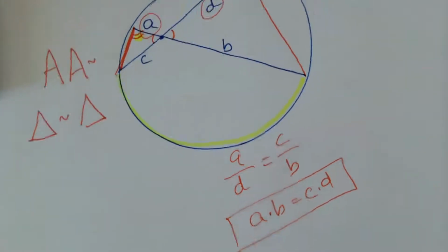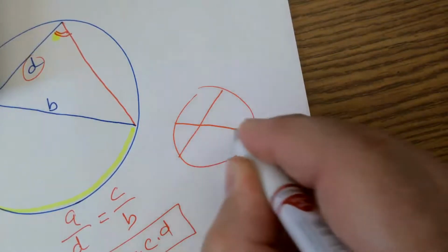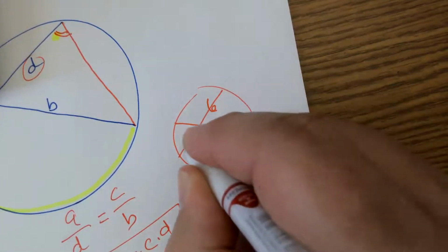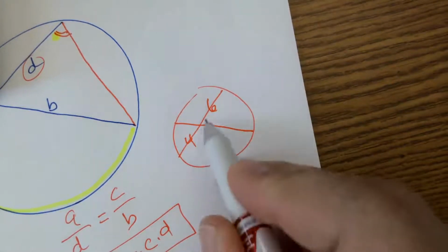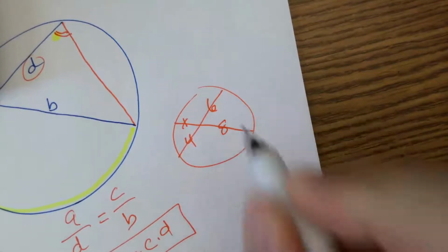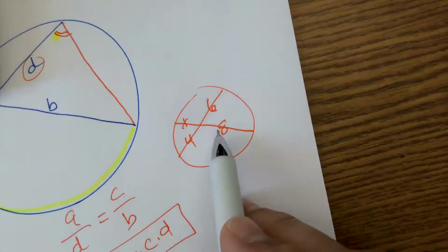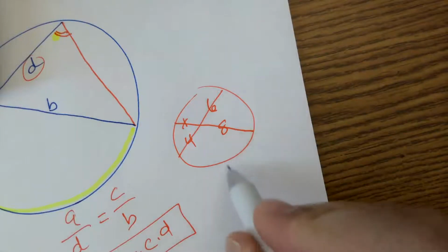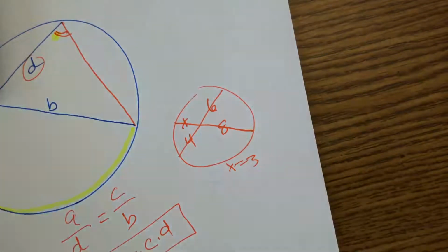So what that means for us is that if I have a circle and I tell you that this is 6 and this is 4, what do those two multiply to make? 24. If I tell you that this is X and this is 8, what does X have to be so that when multiplied times the 8, it also makes 24? 3. So X would be equal to 3. That's the relationship we're going to discover. Let's put that into our notes.